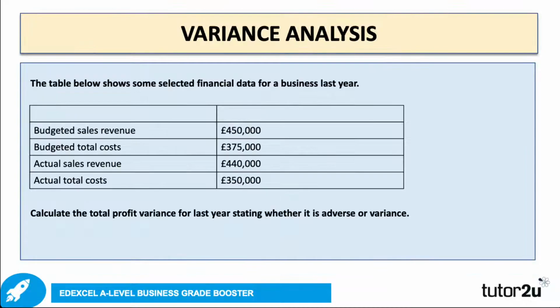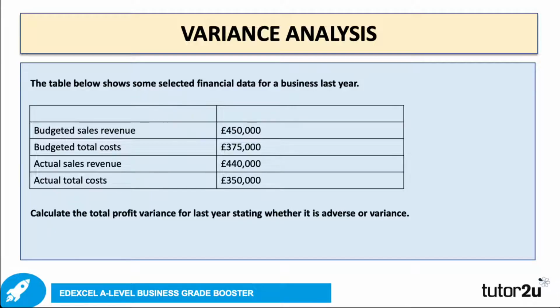Next slide, please, Jim. Now, this is my favorite activity that has the word variance in it. On screen, you've got, again, a table, would you believe, showing some selected financial data for a business. Based on that information, can you calculate the total profit variance for last year, stating whether it is adverse? That should say favorable rather than variance. So that should say adverse or favorable.